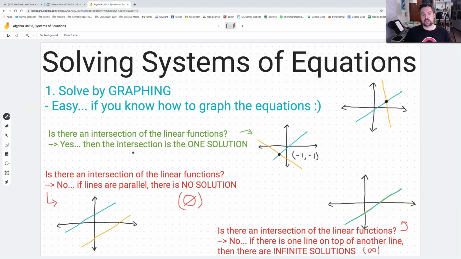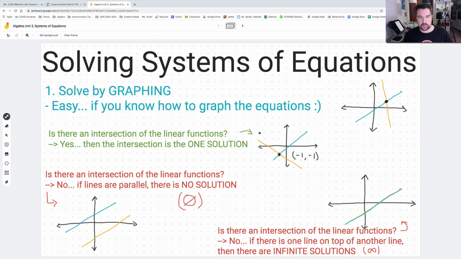We have kind of already gone over graphing. That's an easy, pretty simple way to think about solving a system of equations. You have one equation, you graph it. You get the other equation, you graph it. If they meet and intersect once, there's one solution at that point of intersection. If they're parallel and they don't meet at all, there's no solution, empty set. If the lines are literally right on top of each other, they are exactly the same line, then that means there are infinite points of intersection.